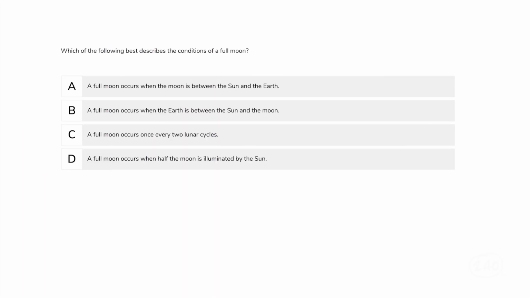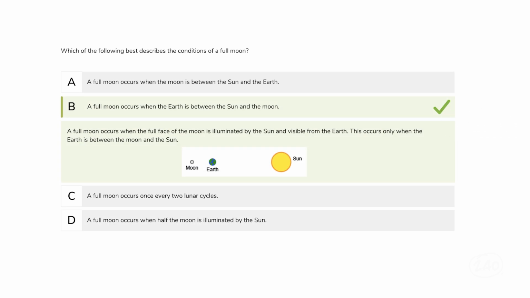And last but not least, how about we check out a question on phases of the moon? Which of the following best describes the conditions of a full moon? A full moon occurs when the full face of the moon is illuminated by the sun and visible from the earth. So this is the correct choice. This only occurs when the earth is between the moon and the sun. And that's the last of the practice questions.